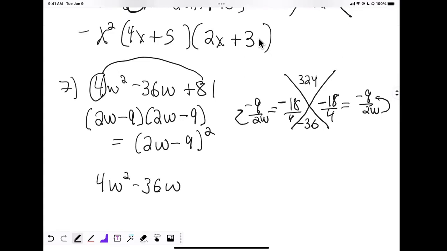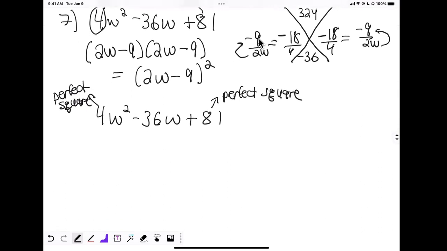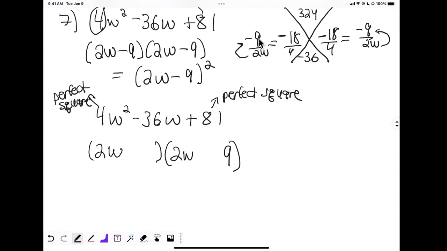But I want to show you the real way I want you to think about it. This is a perfect square. This is a perfect square. When you have the first and the last numbers as perfect squares, I want you to always try this first. 2 times 2 is 4, that's why it's a perfect square. 2, 2, W, W. 9 times 9, 81. 9 times 9. I have a minus and a plus, which is a minus minus.